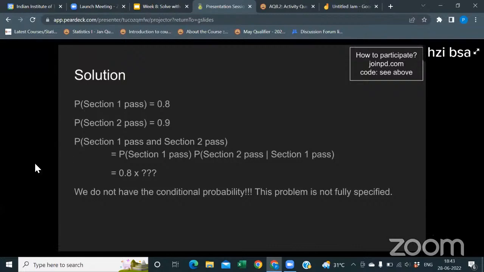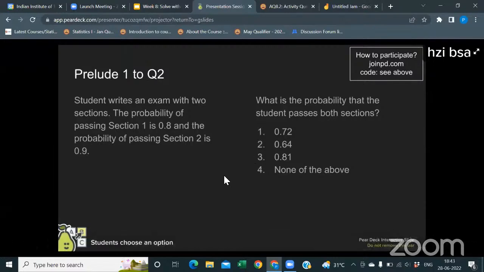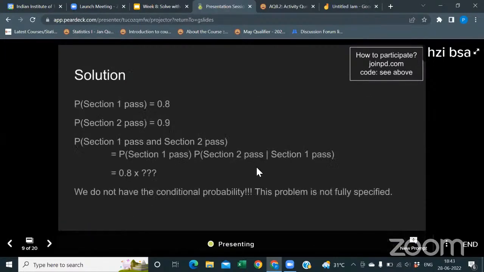And all of you have just multiplied 0.8 into 0.9. Why should it be 0.8 into 0.9? What about the second event, section 2 given that section 1? You said that you have to pass all the sections. Then can you explain the second probability, section 2 pass given that section 1 pass? Is this given or not? I'm asking.